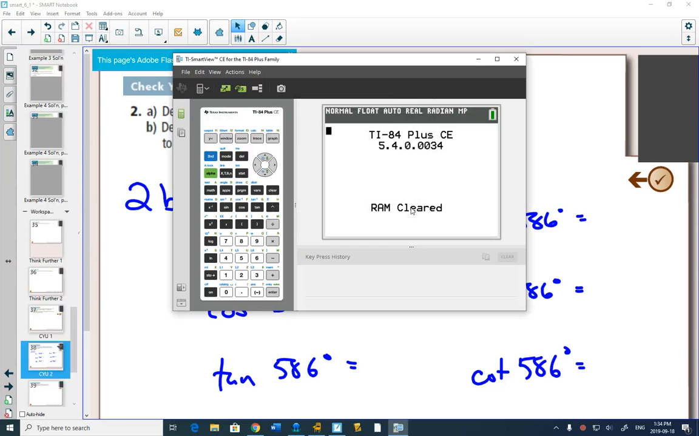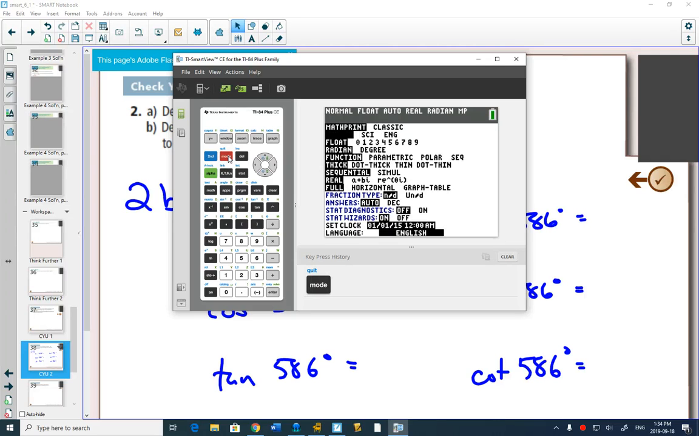They've got a new calculator showing up here, a little bit different than it was a week ago. Anyways, so we can hit our mode button right here and make sure that we're in degrees. So I've got my calculator in degrees right now.